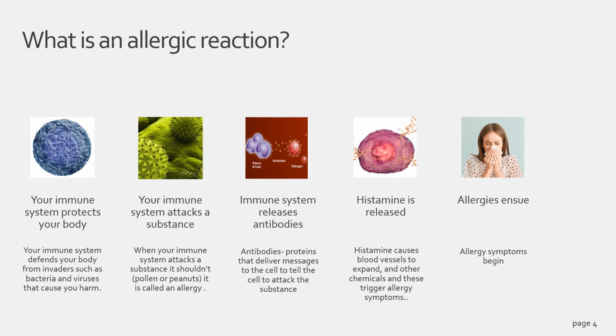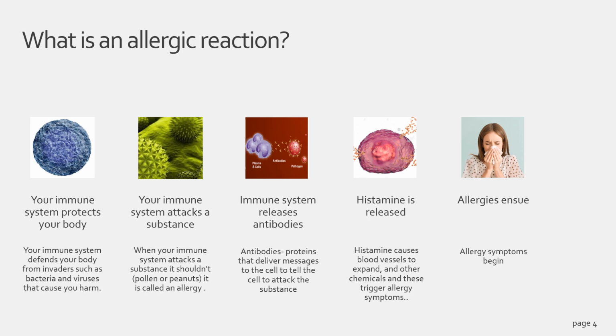What is an allergic reaction? Normally, your immune system protects your body. Your immune system defends your body from invaders such as bacteria and viruses that may cause you harm. When your immune system attacks a substance it shouldn't, such as pollen or peanuts, it is called an allergy.